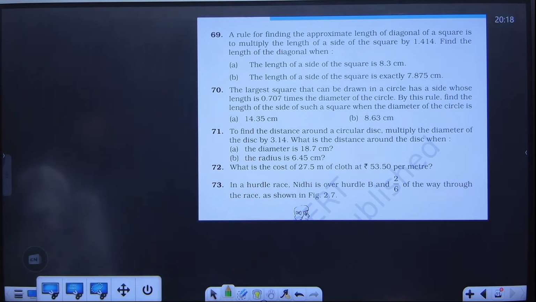Okay. Start. The rule for finding the approximate length of a diagonal of a square is to multiply the length of each side of the square by 1.414. Find the length of a diagonal when the length of the side of the square is 8.3 centimeter. Just need to multiply. You know how this rule came? No, sir. You want to know? Sure, sir. Okay.